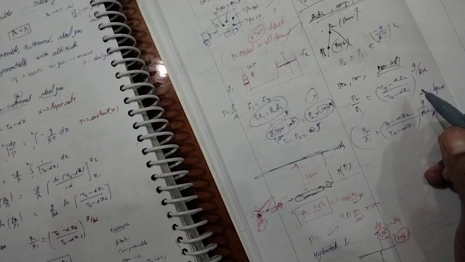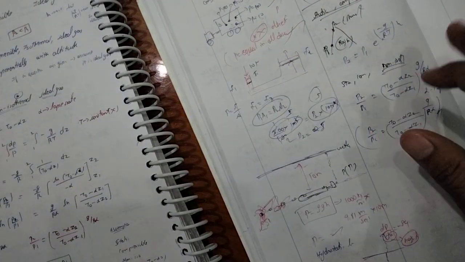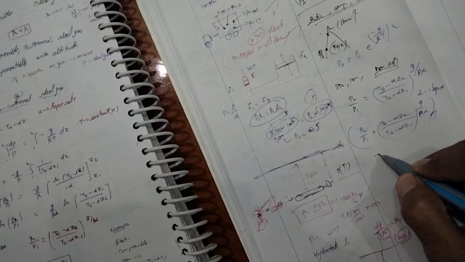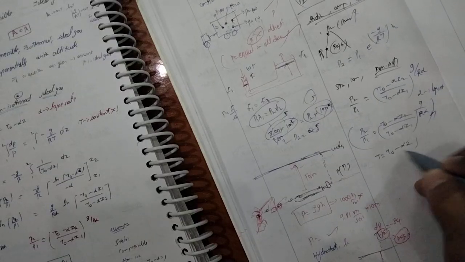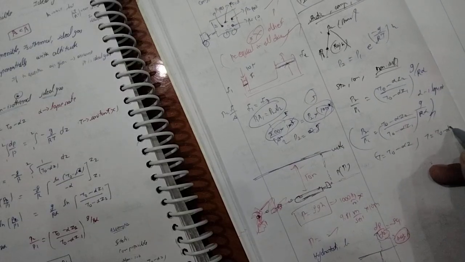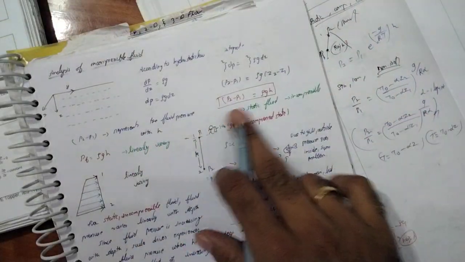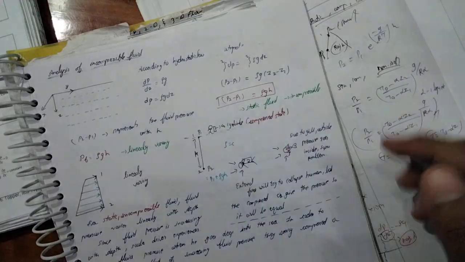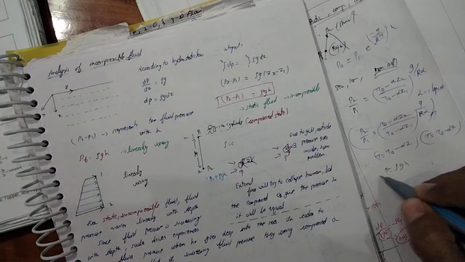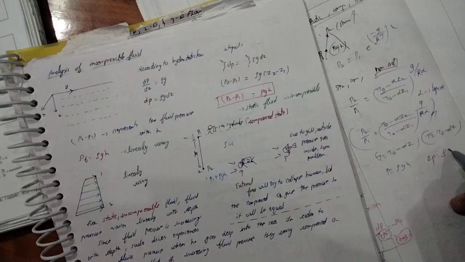Okay, now you can go to the next one. This is not that important, but you have to remember it. The basic formula is T equals T naught minus alpha Z. Now go to the next one. This is the thing I just told you about. Del P, as I said, P equals rho g h. It means del P equals rho g h, same thing.